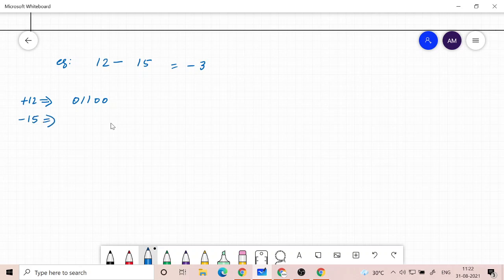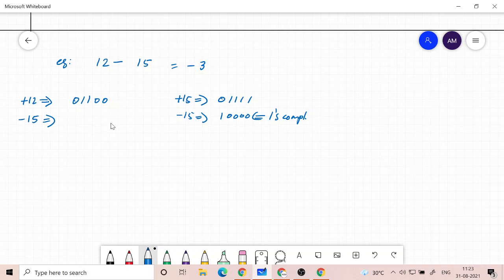Minus 15, we have to find out. First of all, you need plus 15. So plus 15 is basically 0 1 1 1 1, and therefore minus 15, just complement each bit in 1's complement form. So this is your 1's complement.